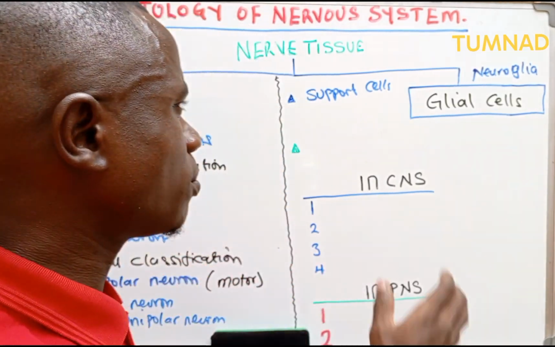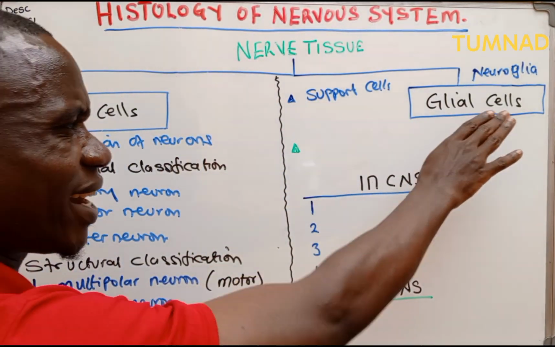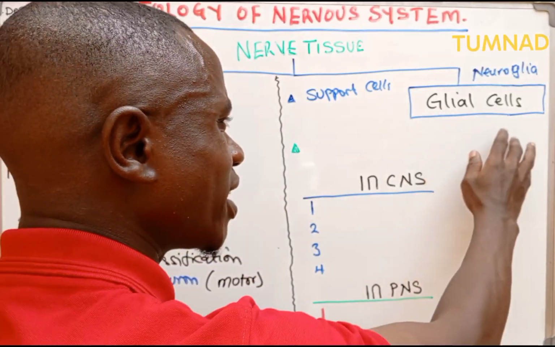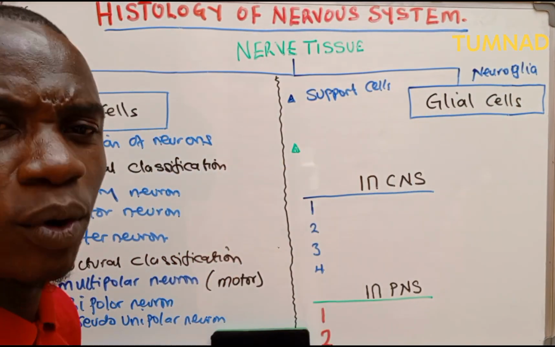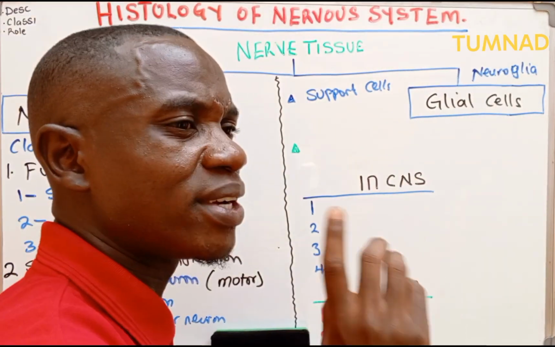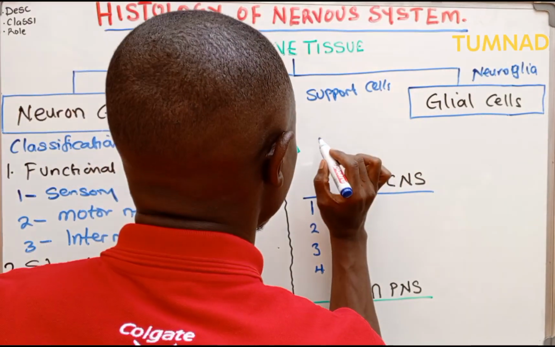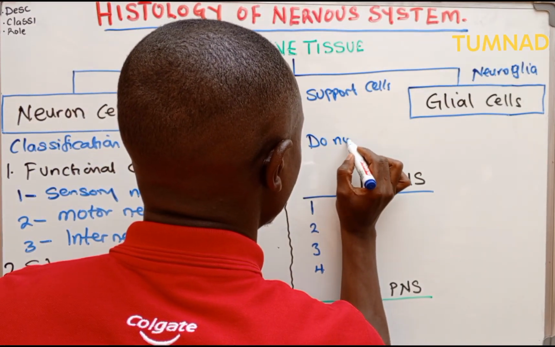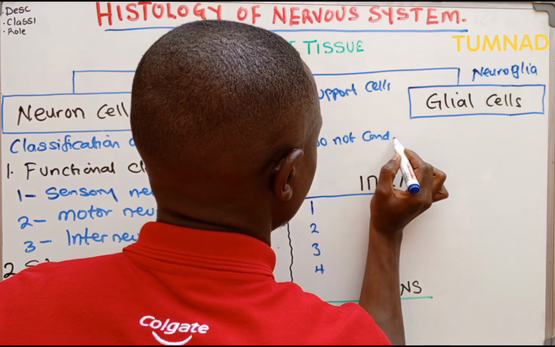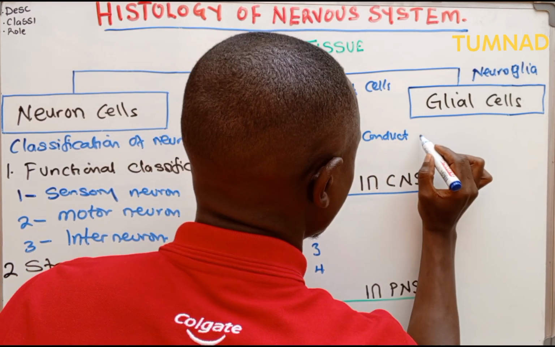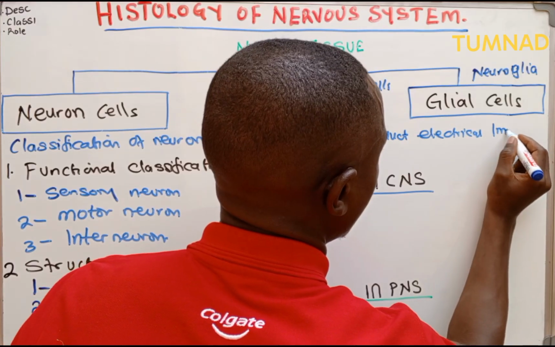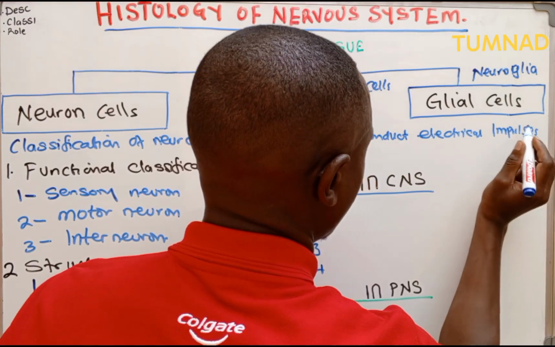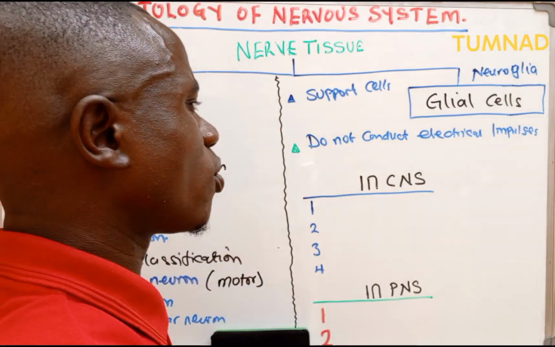So now let's quickly talk about what we call the glial cells. We have just said that the glial cells are also called the neuroglia. They are the support cells. They do not conduct electrical impulses. Okay, they do not conduct electrical impulses.